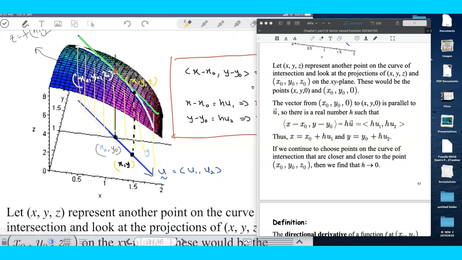Now we know that we can have a vector based on these two points. How can we get a vector from two points? We just subtract x and x not, and also y and y not. So we have this one, right?